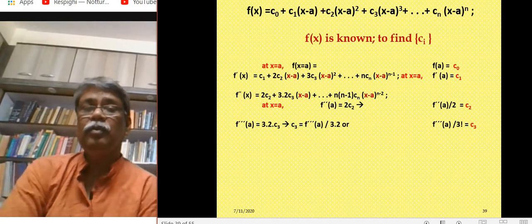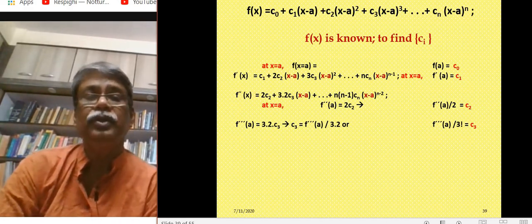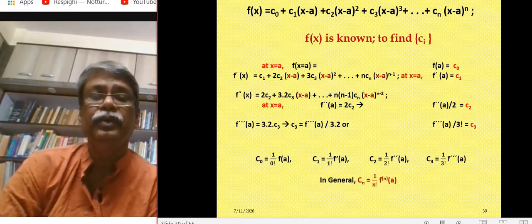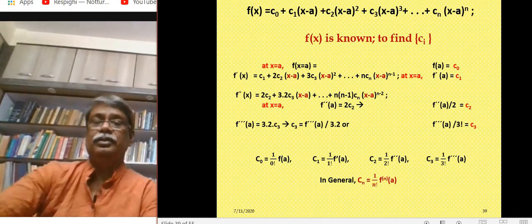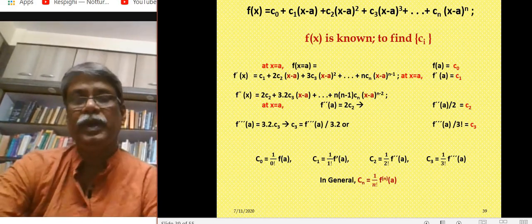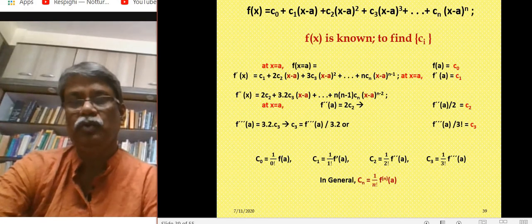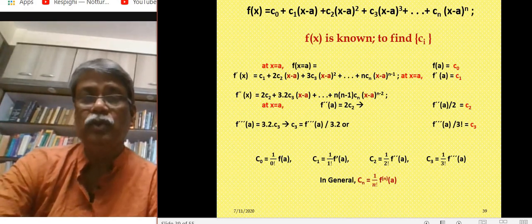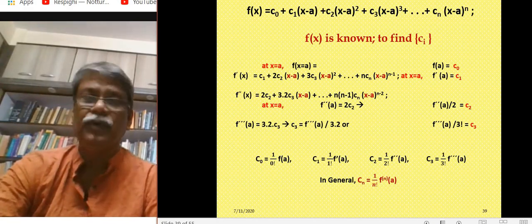So now it probably does match with all the 4 terms, and the generalized term may be like this, that Cn is 1 by factorial n f^(n)(a). So now you can say yes, I have got the full expansion because I have got the Cn for n equal to 1, 2, 3 and so on, right? So this is how we have found the expansion for an arbitrary function f(x).